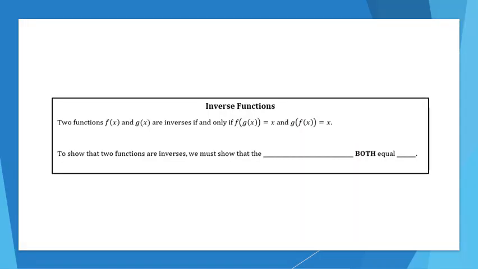Two functions are inverses only if you plug one into the other, and then you plug that number into the inverse and you get x. And the same thing if you swap the order of the two functions. So to show that two functions are inverses, we must show that f inverse of f of x and f of f inverse of x both equal x as our output there. And I think this will make a lot more sense with an example.